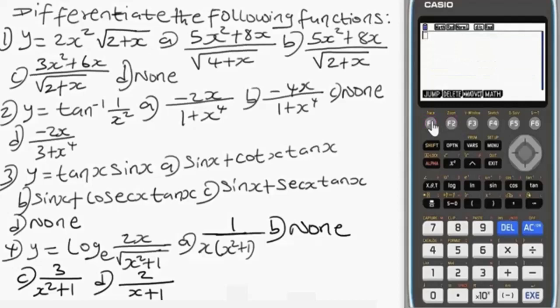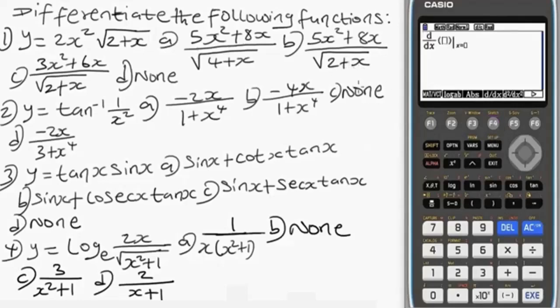Okay, so let's begin with question 1. Note that the idea behind differentiation with the Casio calculator is to differentiate the question first, and then evaluate or simplify the options to get your answer. We have the function y equals 2x squared times the square root of 2 plus x. So we are going to differentiate. To bring up d by dx here, you press F4 for Maths, then look for d by dx and press F4 again.